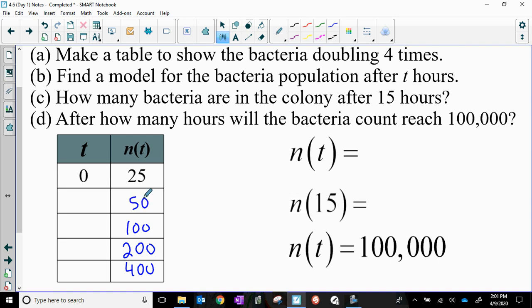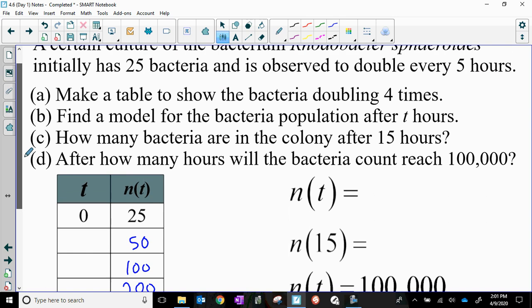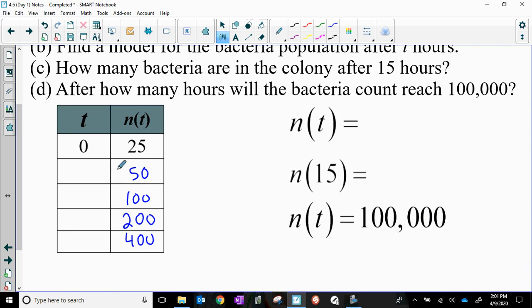Now if we go back to the reading, it doubles every 5 hours. So the time to go from 25 to 50 takes 5 hours. So after you start with 25, for it to double twice, it's now going to be 10 hours. So to double 3 times, it's going to be 15 hours. To double 4 times, it's going to take 20 hours.